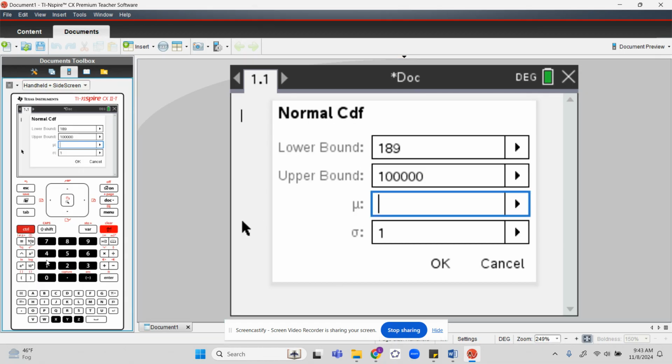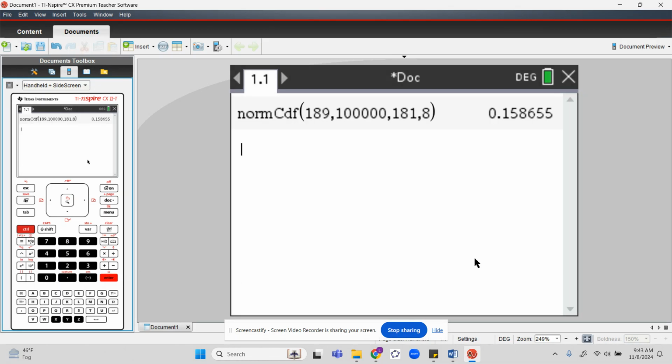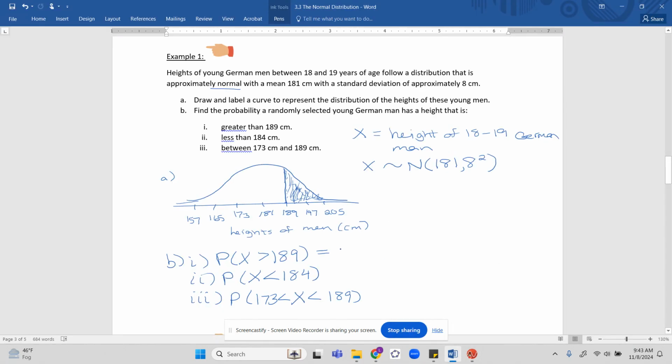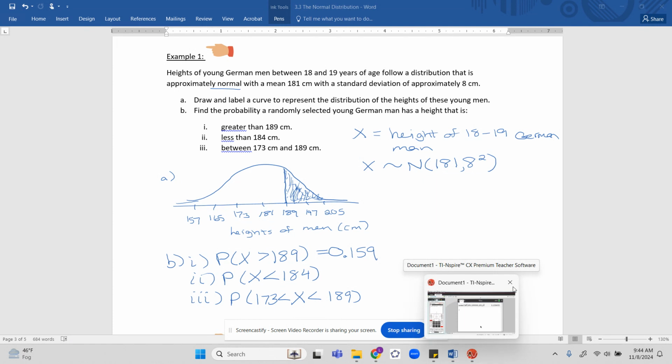The mean, mu, we knew was 181, and sigma is the standard deviation, and in this problem the standard deviation was 8. And so we can press enter, and the answer is 0.159 to 3 sig figs. So I'm going to write 0.159. Next, less than 184. So I'm going to follow the same process. Less than 184.